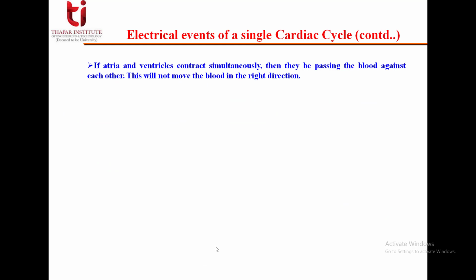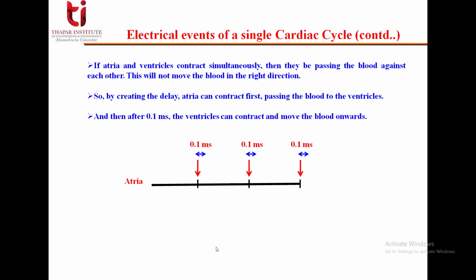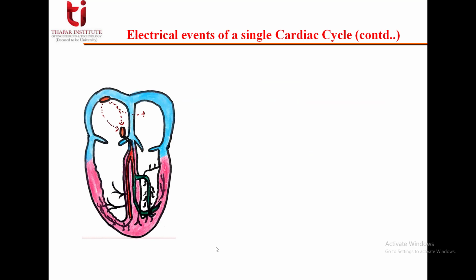Now what will happen if both atria and ventricles contract simultaneously? Why do we need that delay? Because if they contract simultaneously, they may be pushing the blood against each other. So this will not move the blood in the right direction. So we should have some delay. First the atria will contract at a particular time. Then after approximately 0.1 second delay, the ventricles will contract and the blood moves onwards. So it is after that delay that the ventricles will contract.